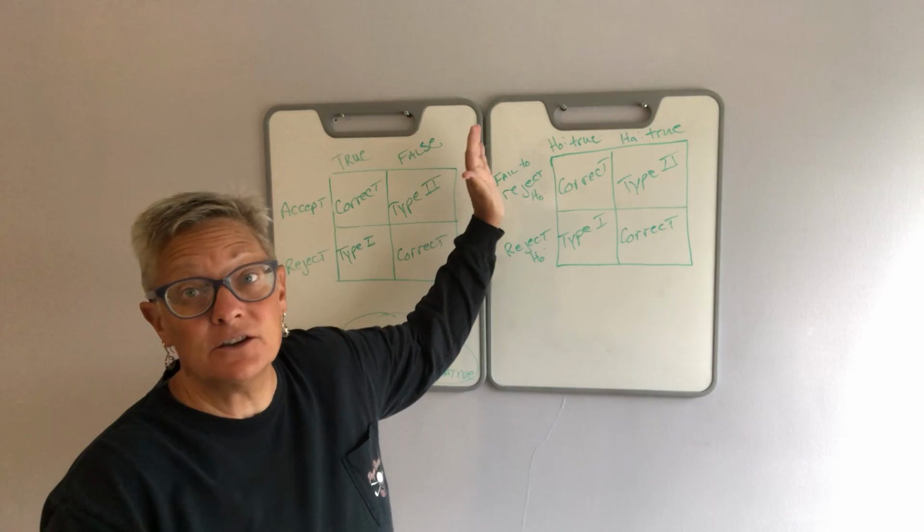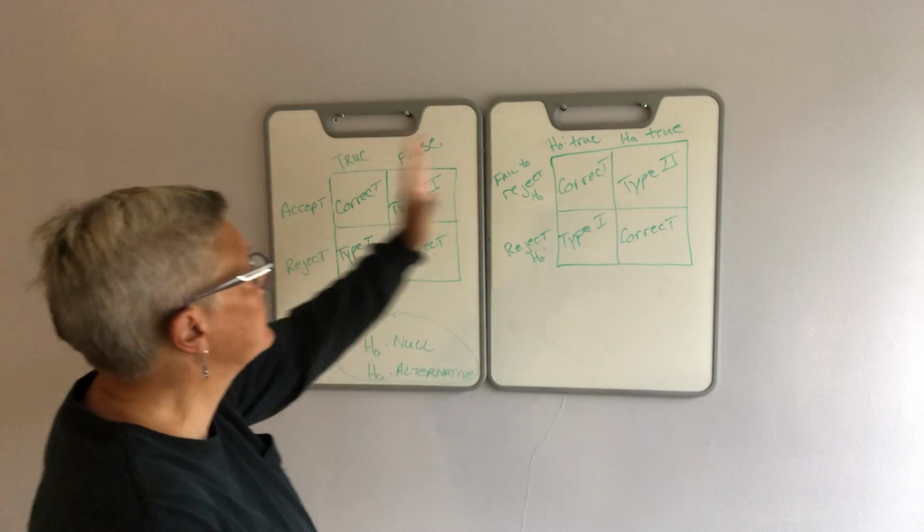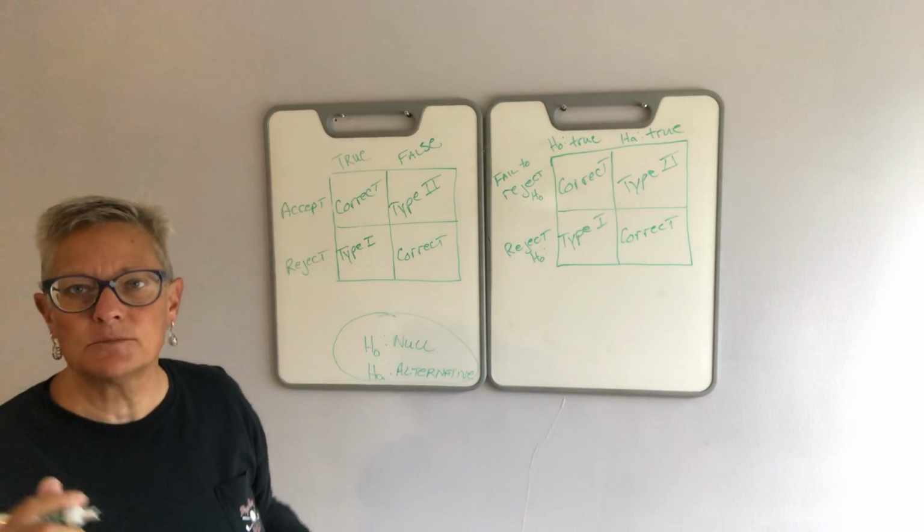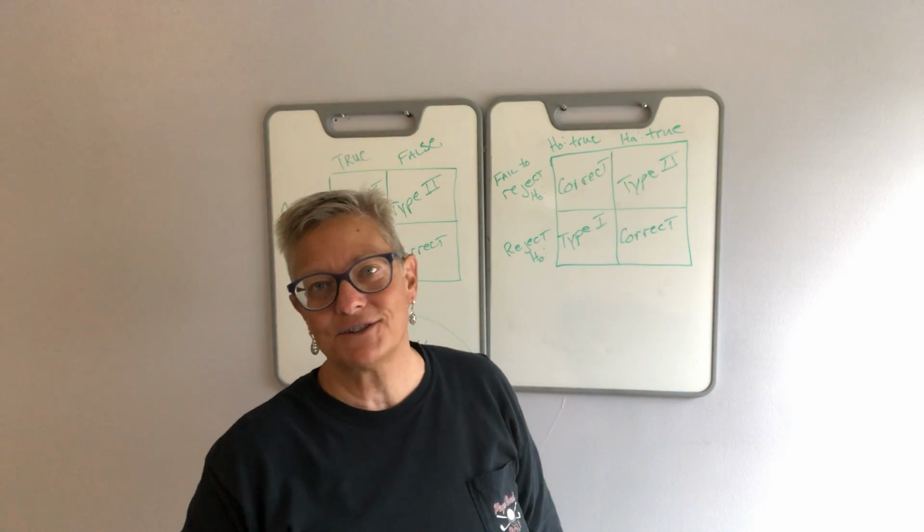So that is how error works. This is the way you're going to find it in your book. This is the way that I do it because it makes more sense to me, because it's always dealing with H sub 0, or the null hypothesis.